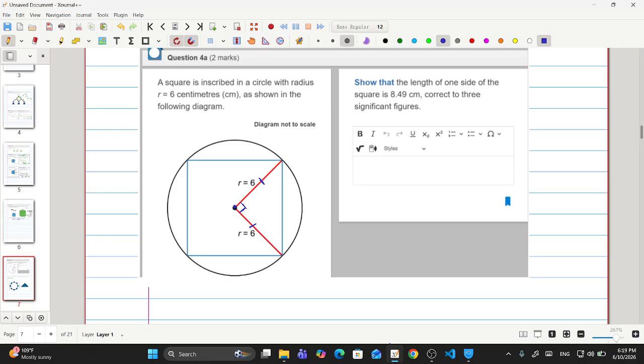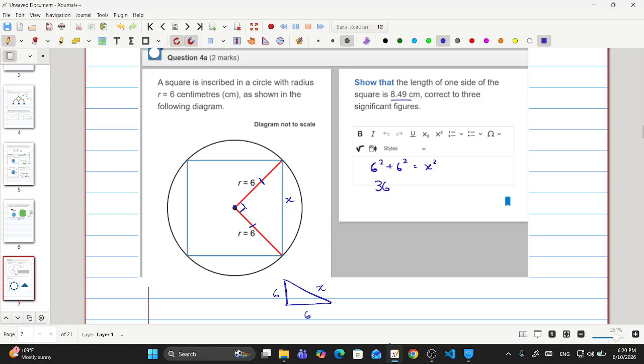So what does this give us exactly? This gives us a right angle triangle, right? It looks like this, 6, 6, and x. So if you were to solve this, we'll get 6 squared plus 6 squared to get x squared. And this is basically the x value, and the question is telling us to prove that it's 8.49.